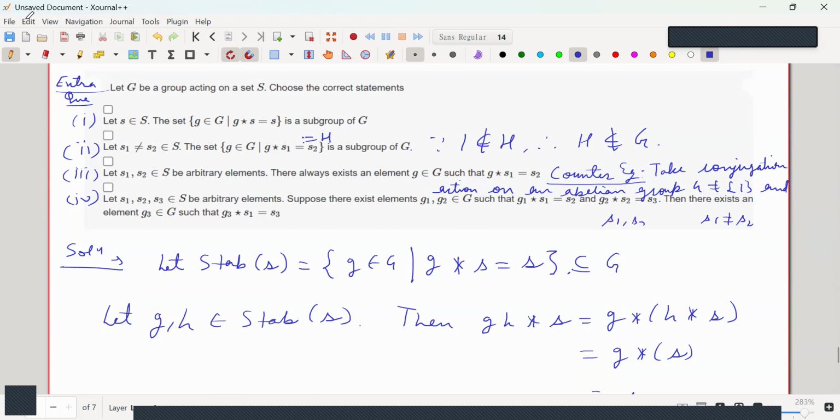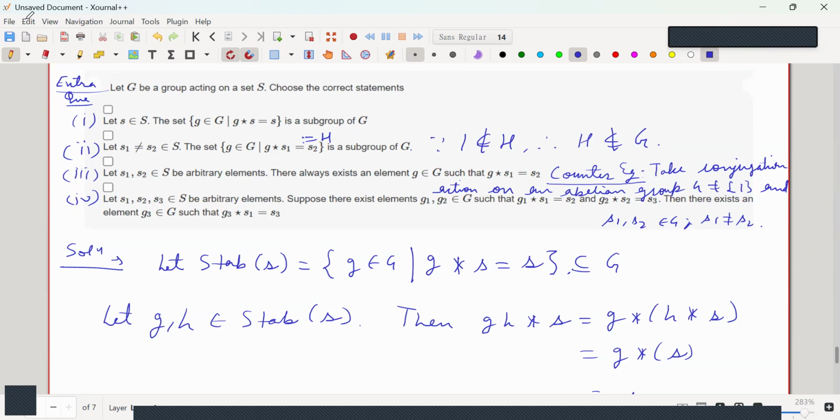I have solved the entire question here only. That's fine. Right. Now, what about the next part? Fourth one. If you have the abelian group, then the elements are distinct, meaning the orbits are distinct, right? So s1, s2 won't be in the same orbit.